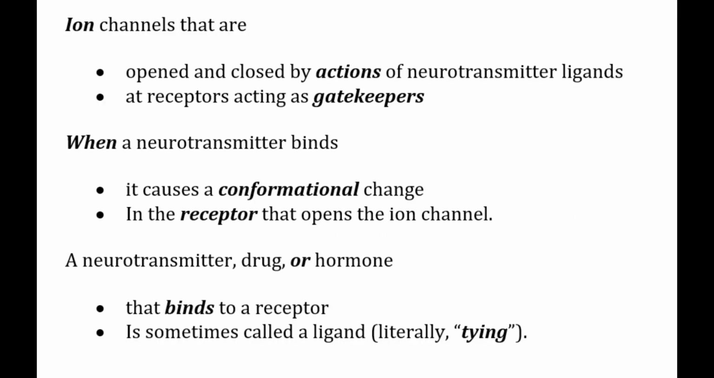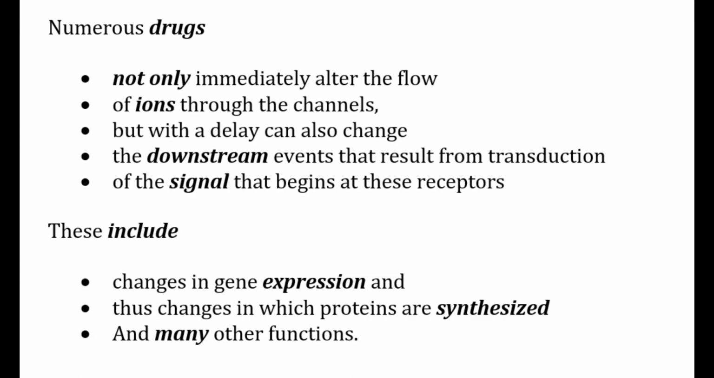Ion channels are opened and closed by actions of neurotransmitter ligands at receptors acting as gatekeepers. When a neurotransmitter binds, it causes a conformational change in the receptor that opens the ion channel. Thus, a neurotransmitter, drug, or hormone that binds to a receptor is sometimes also called a ligand, which literally means tying.